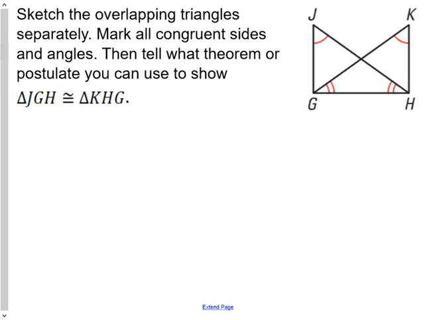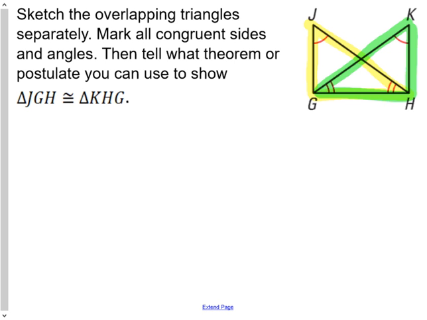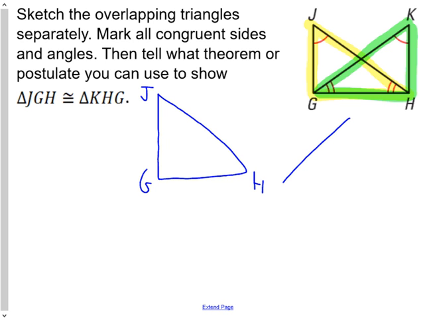Moving on. Sketch the overlapping triangles separately, mark all congruent sides and angles. Now the overlapping triangles I'm kind of hinting at here is this triangle here. There's one triangle, and then here's the next triangle. Right, so we want to sketch those separately and then label them, because they may have some things already. So we've got JGH, and the other triangle, KGH.